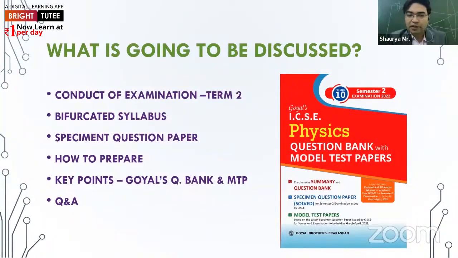Then we'll defer ourselves to the bifurcated and the reduced syllabus, as we already know that the council firstly reduced the syllabus and then gave a second notification for further reduced syllabus, right? Then we'll shed light on the specimen question paper. Sorry for that spelling error. Question paper released by the board. And then we can just discuss among ourselves how to prepare or how to guide our students in a better way to face this second term subjective paper. And then lastly, we'll go through some key points, what are important, what are there in the question bank and the model test paper to be released, or rather, which is already out from Goyal Brothers Prakashan.